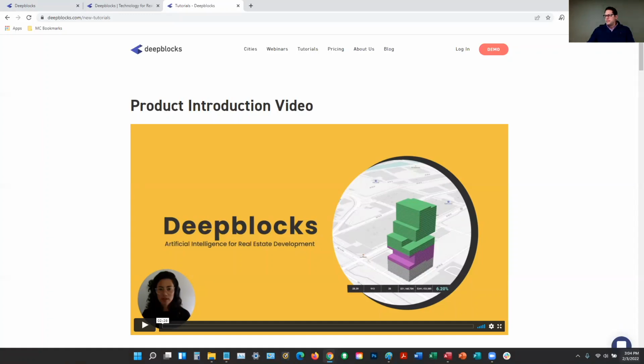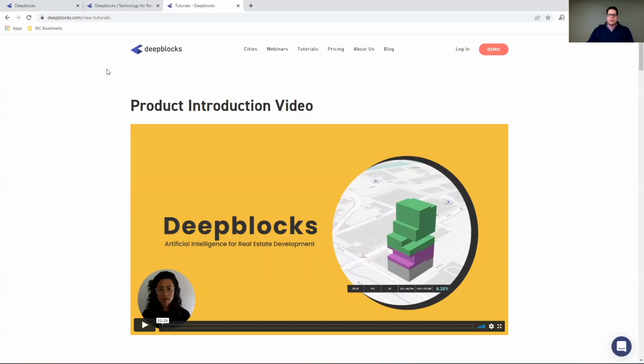So with that being said, let's get ready, and we're going to jump into our webinar. Again, today we're going to explore how we can do build-to-rent development opportunities, and how we can maximize the use of Deepblocks to find parcels based on specific criteria, so we can develop build-to-rent single-family homes.